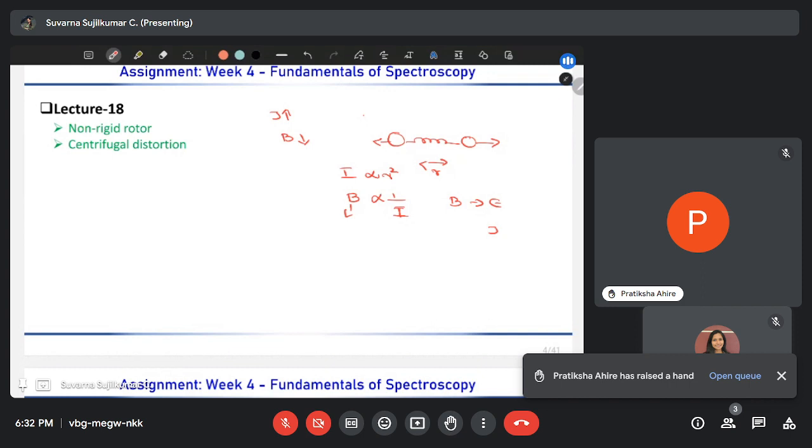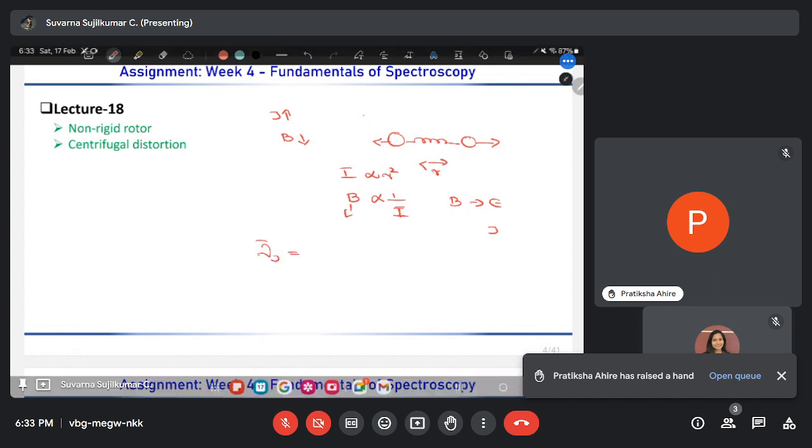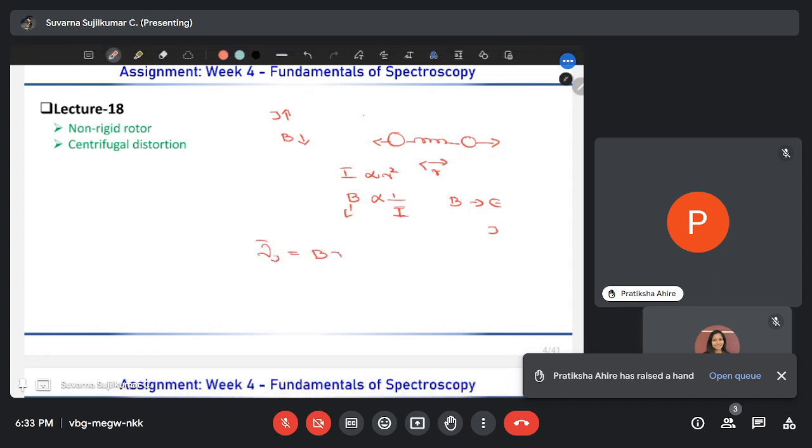So if you are considering the non-rigid rotor, the energy with this centrifugal distortion is given, in terms of wave number, by this expression, where D represents the centrifugal distortion constant.